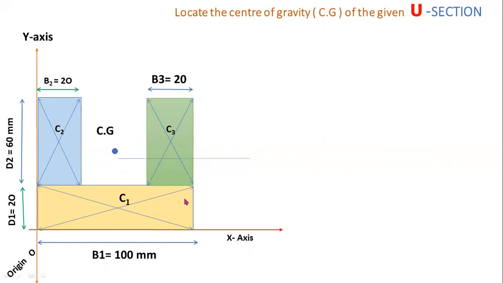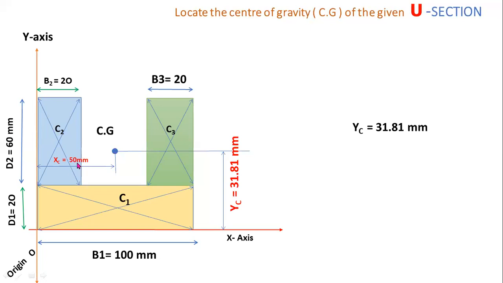Now YC is the distance of the centroid or center of gravity CG from the x-axis. YC equals 31.81 mm. In a similar way, XC is the distance of centroid CG from the y-axis. That value XC equals 50 mm. Now this is the final position of the centroid or center of gravity of the given U section. This is the final step.